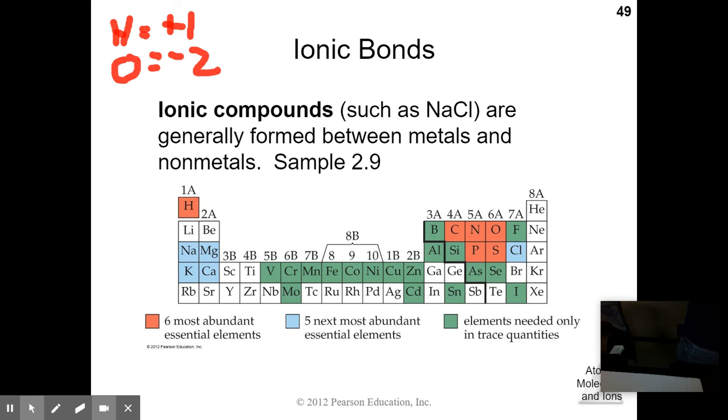So hopefully you know why H2O is H2O. Because it takes 2 hydrogens and 1 oxygen to have their charges cancel each other out. That's why it is what it is.